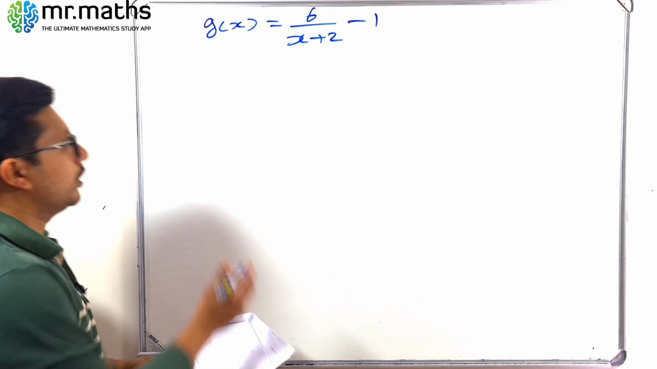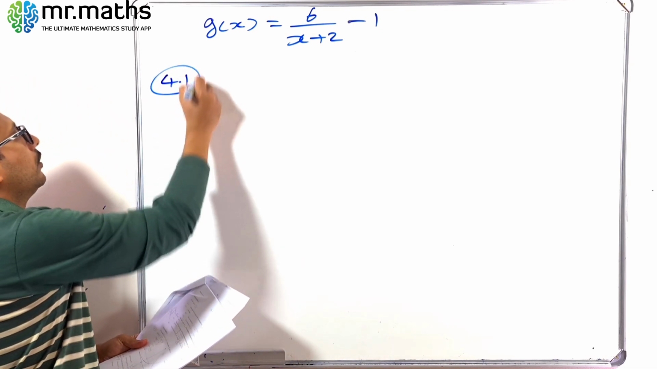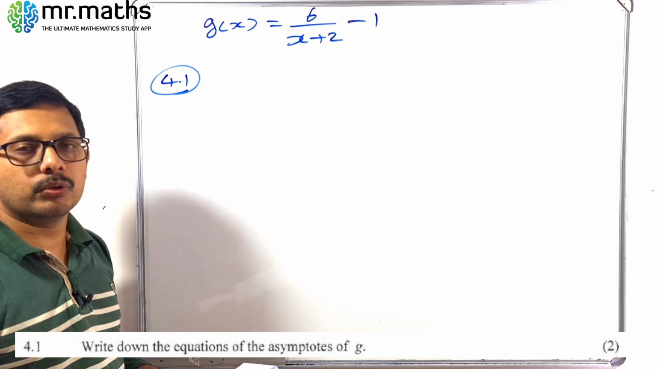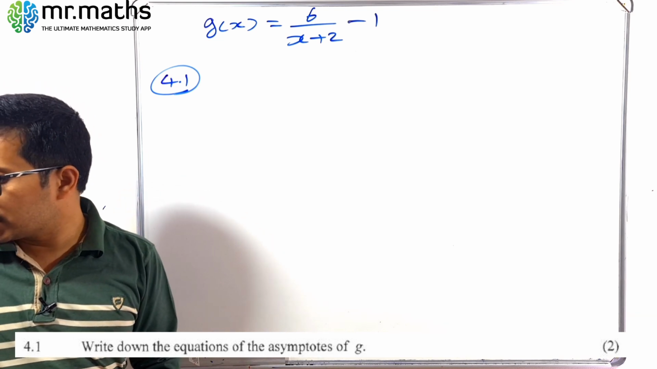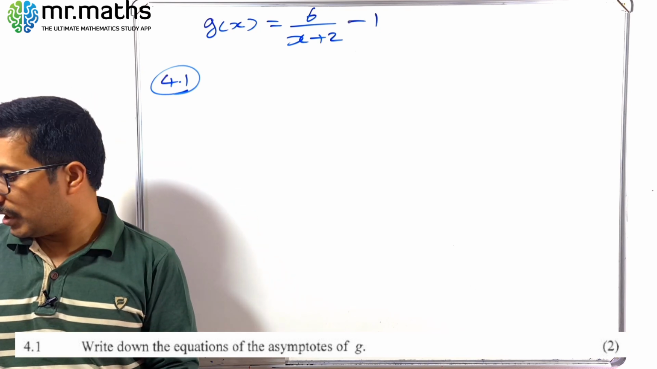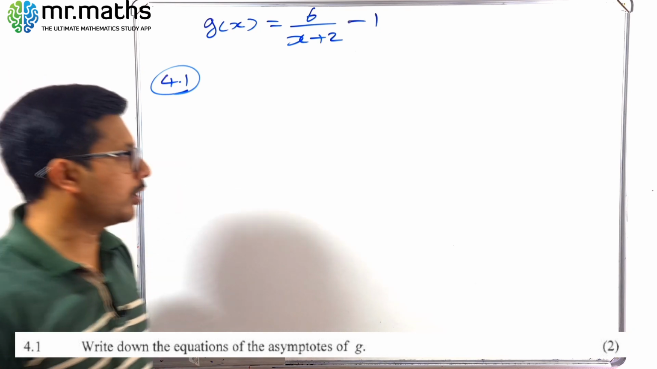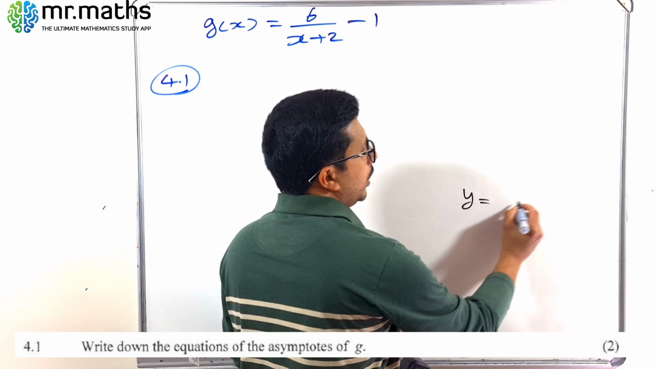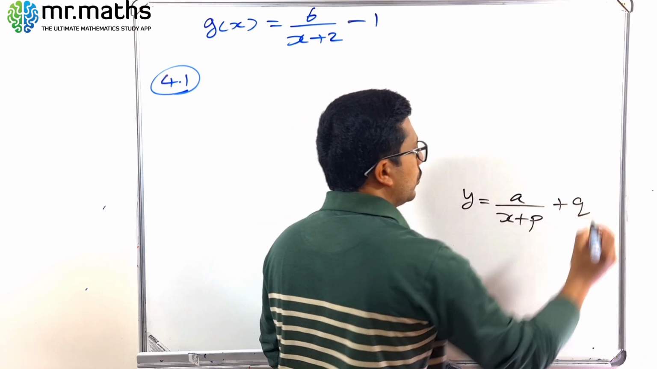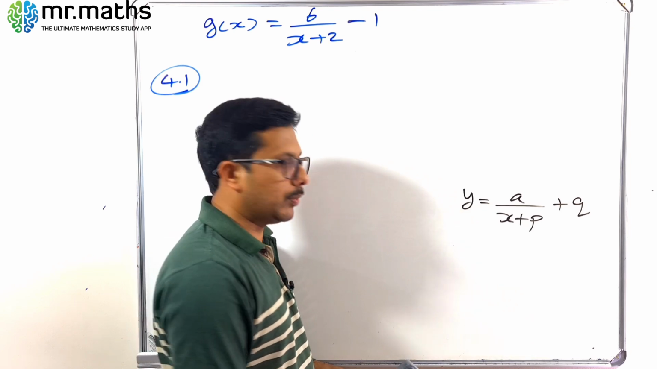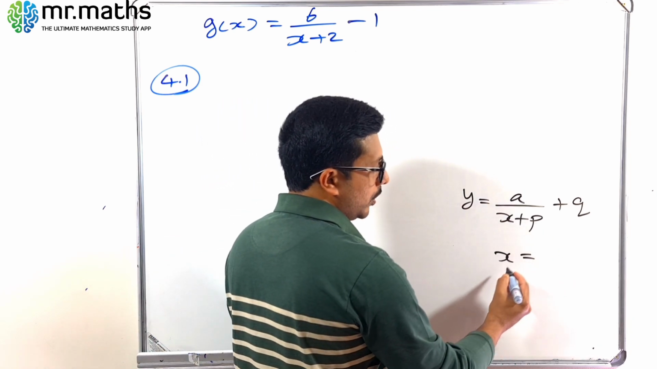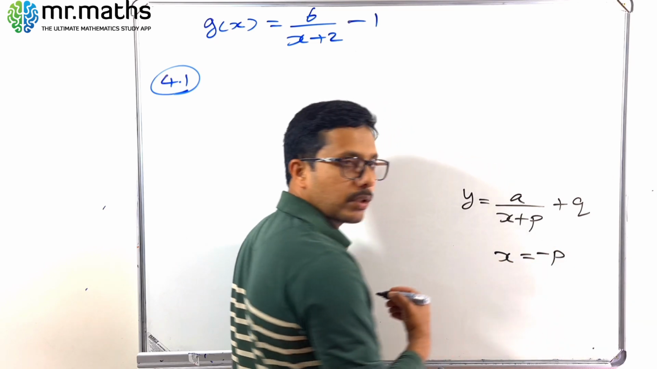Now what is the first question? 4.1. Write down the equations of the asymptotes of g. You know the equations of the asymptotes of a hyperbolic function, for example y is equal to a divided by x plus p, plus q. Here it is plus p, so the equation of the asymptote is x is equal to minus p.